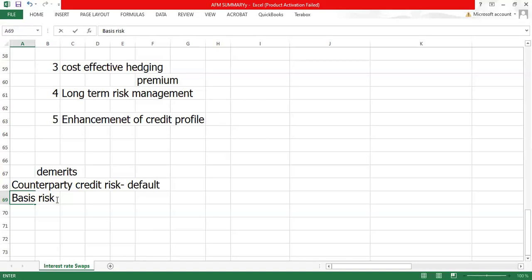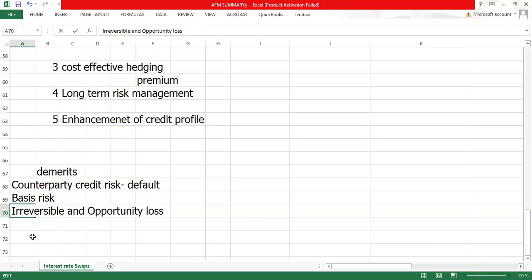There is also the risk of what? There is a risk of opportunity loss. These things are irreversible. Just always imagine you entered into a swap. First of all, it's irreversible, and there is also opportunity loss. Once you enter into a swap arrangement, it cannot be easily cancelled.